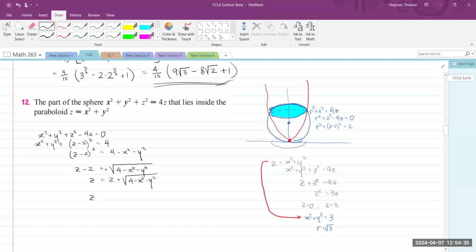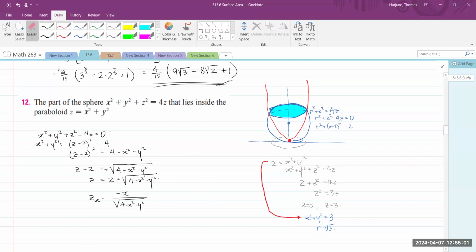Now the z sub x, therefore, becomes negative x over square root of 4 minus x squared minus y squared. Now you will see it's actually something over 2 square root of 4 minus blah, blah, blah, but on the top you get negative 2x and the 2 cancels.